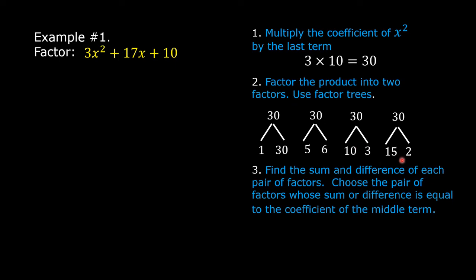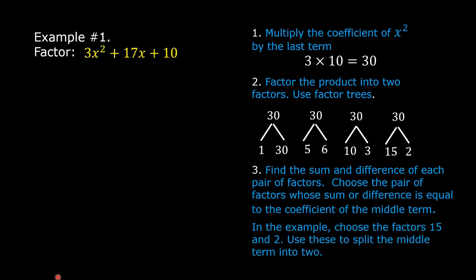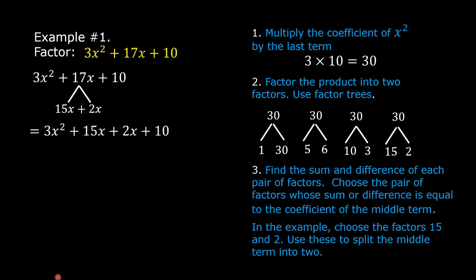15 plus 2 is equal to 17. Therefore, in the example, choose the factors 15 and 2. Use this to split the middle term. Splitting 17x, we have 15x and positive 2x. This is now equal to 3x squared plus 15x plus 2x plus 10.